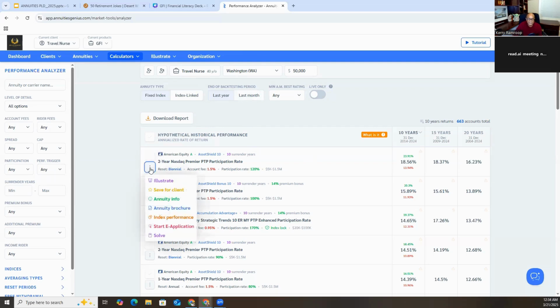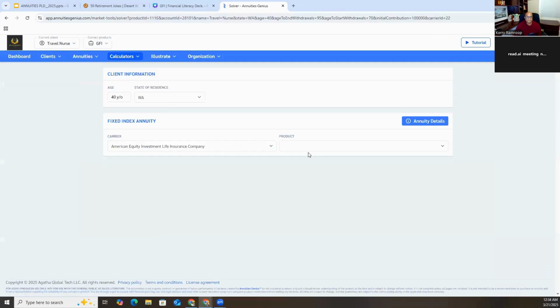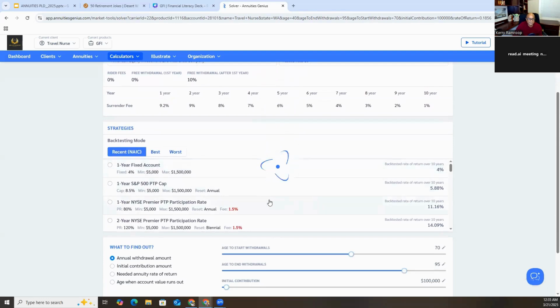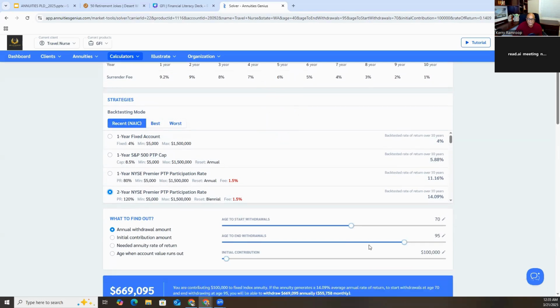A couple of things we want to do. We probably want to look at the brochure. We kind of want to solve, just to see exactly how much money this travel nurse is going to have when she retires. We know she's 40, but I wonder how much money she's going to have when she's 65. The strategy that was shared with it was a 2-year strategy, so we're going to click on that. We click on best, but we're just going to leave it on recent for now.